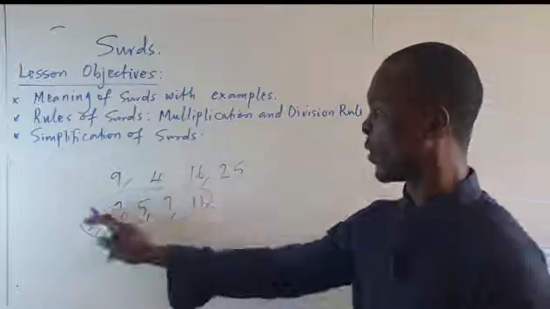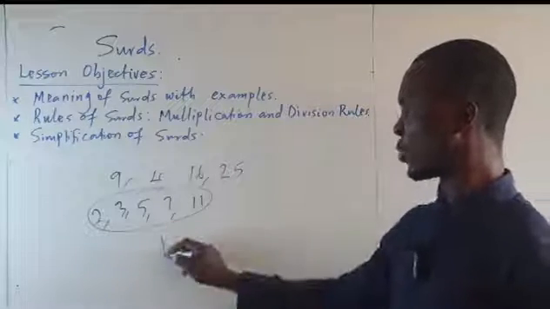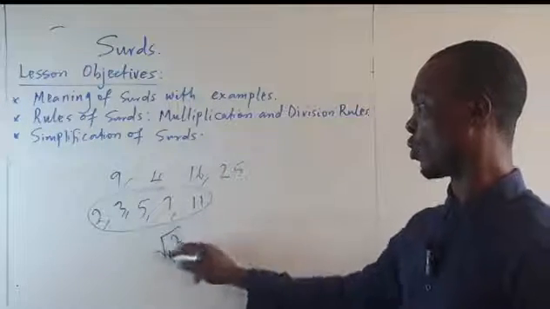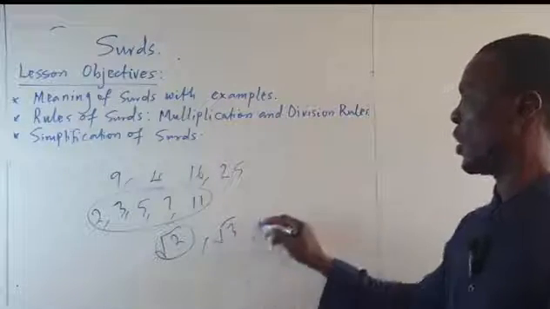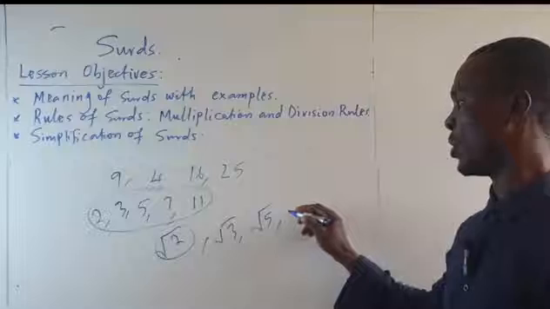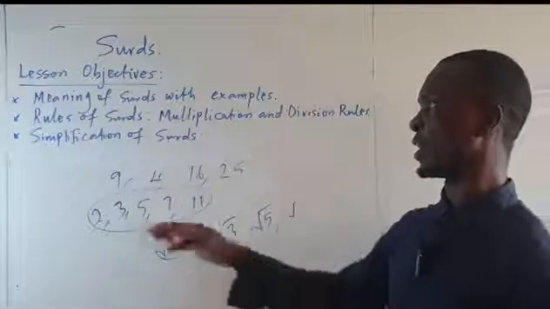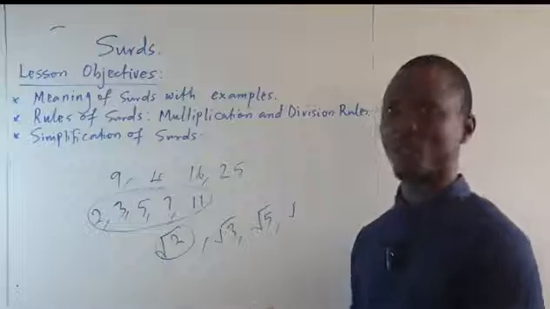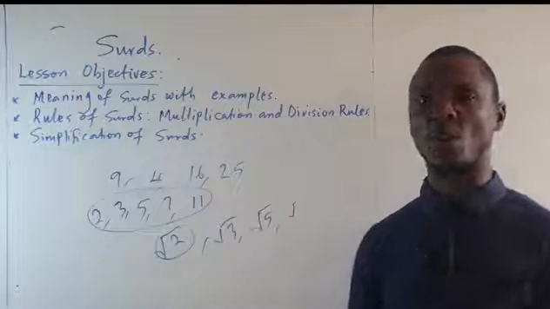Then the square root of any one of these is referred to as a surd, such as the square root of 2. Square root of 2 is a surd. Square root of 3 is a surd. Square root of 5 is a surd. Square root of 7 is a surd, and so on like that. So that is the meaning of surds with examples. After this, we are going to look at the rules of surds.